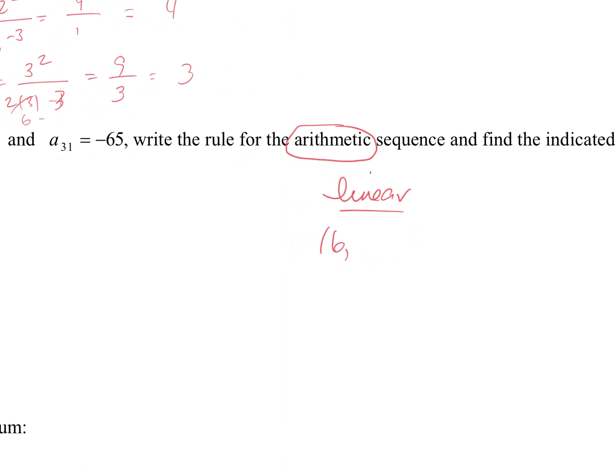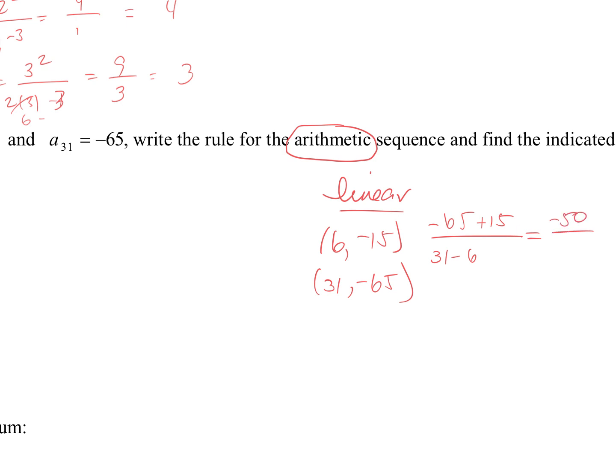6 comma negative 15, and then 31 comma negative 65. Your common difference in a linear function is going to be the same. You're adding or subtracting the same thing every time, so you can just find the slope. Negative 65 minus a negative is going to give me plus 15, over 31 minus 6. So what's negative 65 plus 15? Negative 50, okay. That's important.